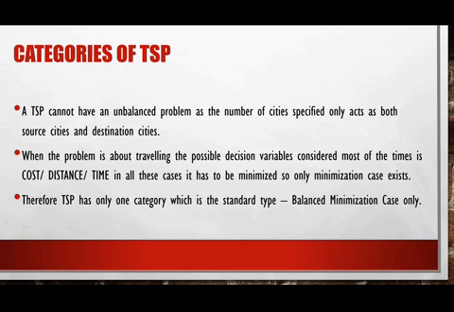After understanding the mathematical formulation, what next? Do we have categories of problems in TSP? In AP, we had 4 categories of problems: minimization balanced, minimization unbalanced, maximization balanced, maximization unbalanced. A TSP cannot have an unbalanced problem. Why? Because the number of cities specified in the problem acts both as source and destination. However many sources you have, you should have the same number of destinations. Because that is a compulsion, there is no chance of an unbalanced problem.